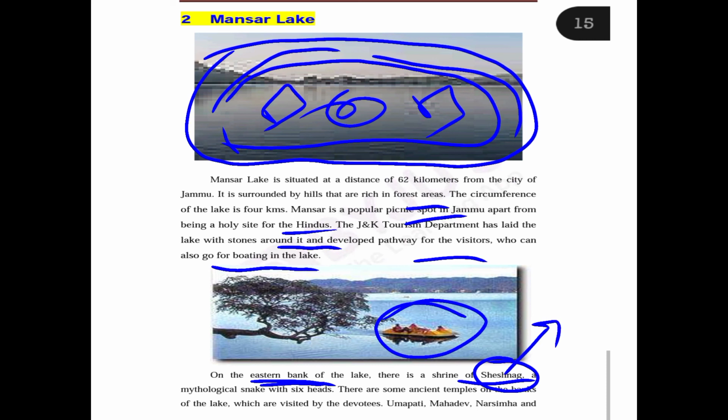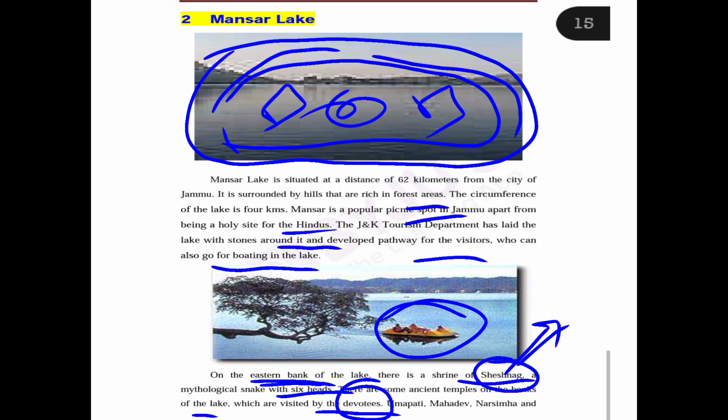Shishnag is actually a mythological word. It is a word which often comes in various stories, and the name Shishnag is given to a snake with 6 heads. There are some ancient temples on the banks of the lake also, which are visited by devotees. Also on the banks of this lake, there are various temples, and these temples are visited by Hindus, who do various kinds of prayers and religious rituals here. Those are called devotees.